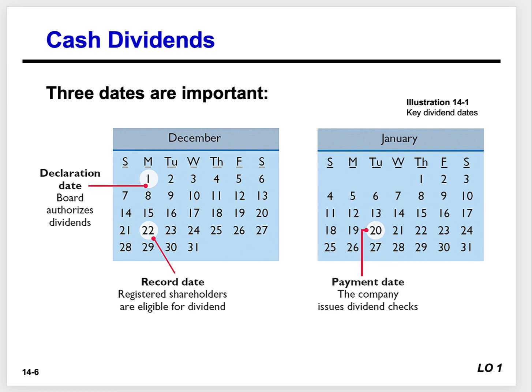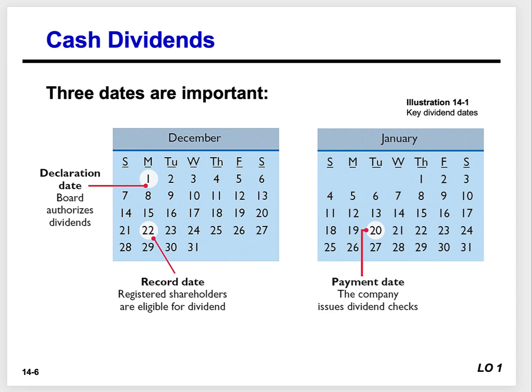Another important item with the record date is that it requires no journal entry, because we already recognized the liability on the declaration date. Record date means nothing other than we want to figure out who owns our stock. And then finally, we have the payment date. This is the date that the company actually cuts a check and sends the dividend payment to the stockholder who we had on record as of the record date.